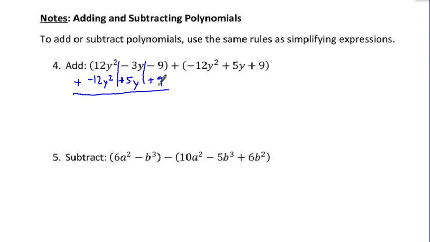And so we go ahead and combine like terms. Negative 9 plus 9 is 0. Negative 3y plus 5y is 2y. 12y squared minus 12y squared is 0. So the final answer in this case is actually just 2y.